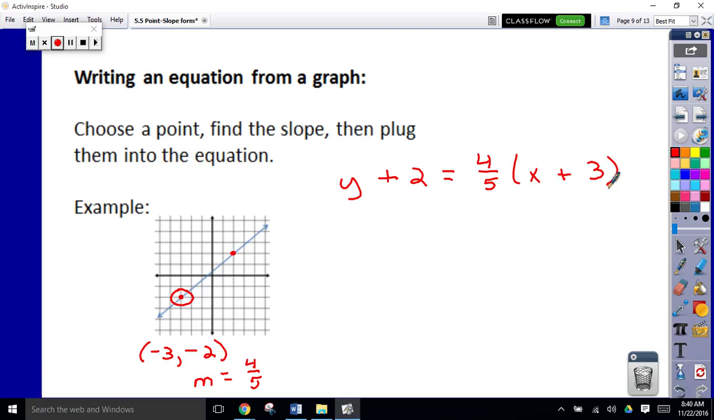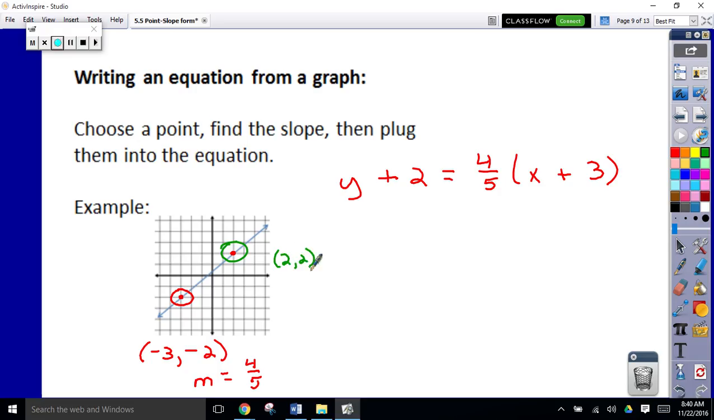Now, if you picked the other point, say you decided, I want to use this point instead, we can also write an equation using that point. Sam, what would the coordinates for that point be? 2, 2.